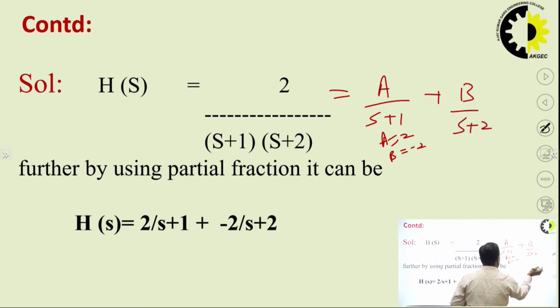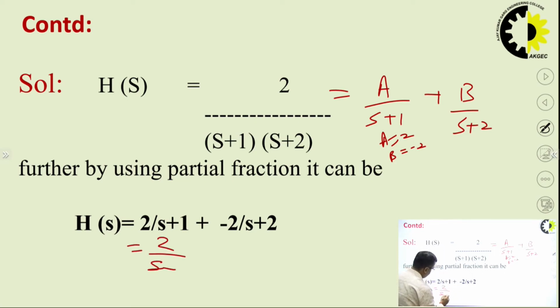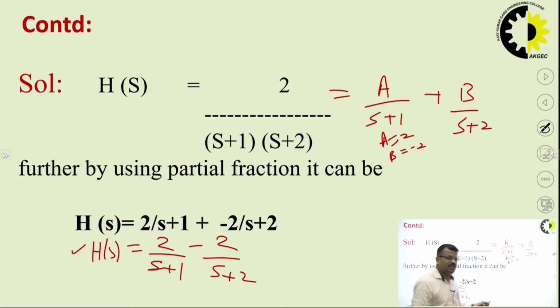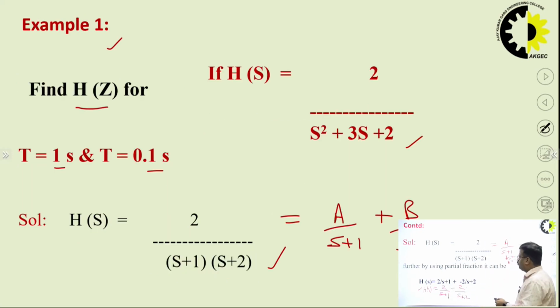So, you can calculate A and B by using the partial fraction method. A you will get 2 and B you will get minus 2. Then H of S is equal to 2 upon S plus 1 minus 2 upon S plus 2. Okay. So this is our simplified H(s). Now you have to convert this H(s) into H(z). You will see here this is a linear factor, so directly you can put the formula here.